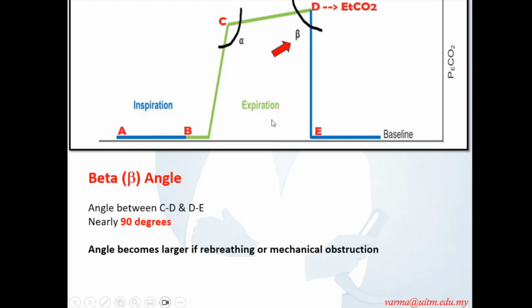Next, we have the beta angle. Beta angle is between C and D and E. It is also 90 to 100 degrees. The angle becomes larger with rebreathing or mechanical obstruction. Again, if the patient has mechanical obstruction, the EtCO2 will be very high, and that will cause this angle to become bigger. Or if the patient is rebreathing, the baseline will be high, so this inspiratory limb will become a bit slanted. Supposedly the inspiratory downstroke will reach the baseline, but if the patient is rebreathing, the baseline will be elevated up to here. So the inspiratory limb will be like this, and the beta angle will become bigger. We'll see the pictures of abnormal capnograms soon.